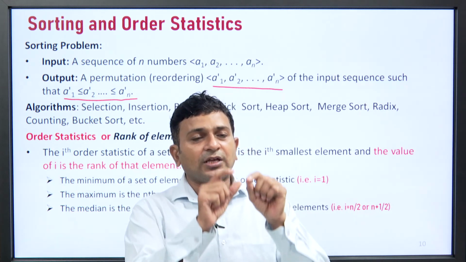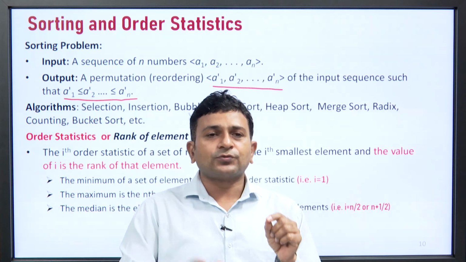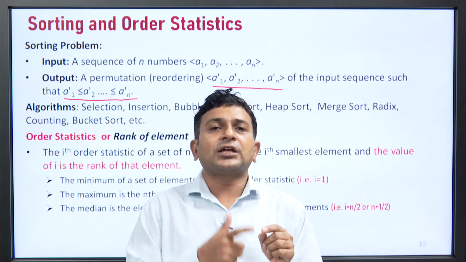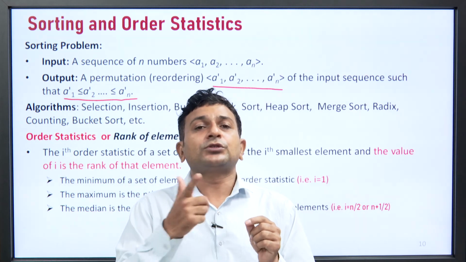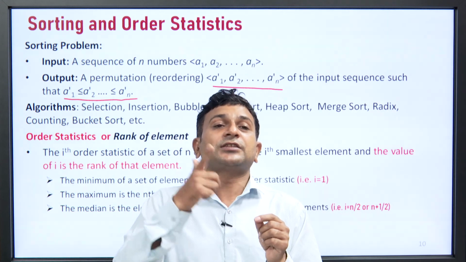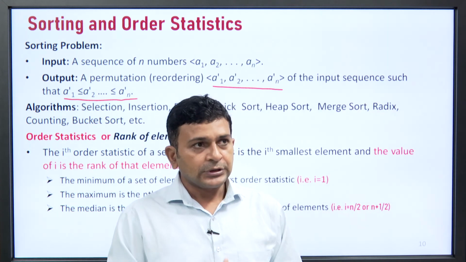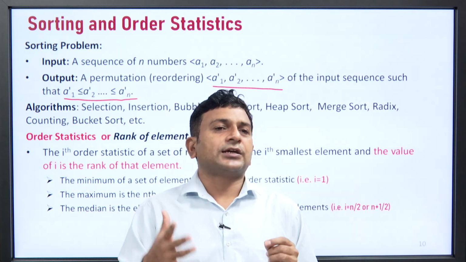Means if we have a given set of n numbers, we just want to find out the ith order statistics. It means we just want to find out the ith smallest element present in that array. So, how can we do that actually?